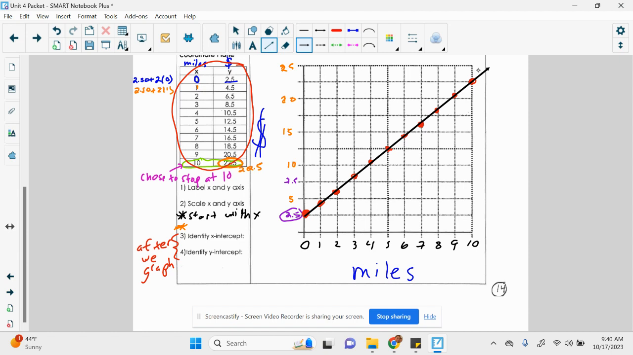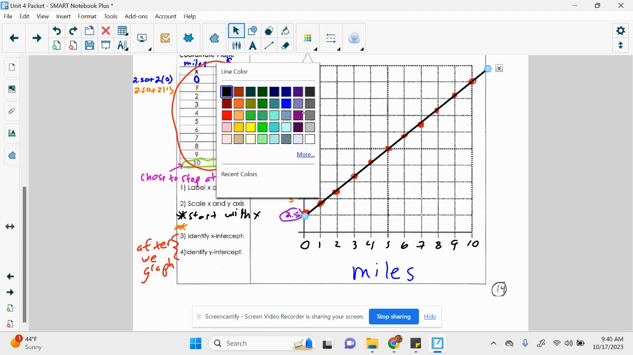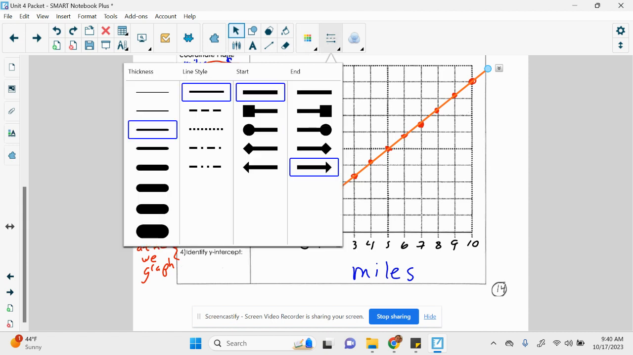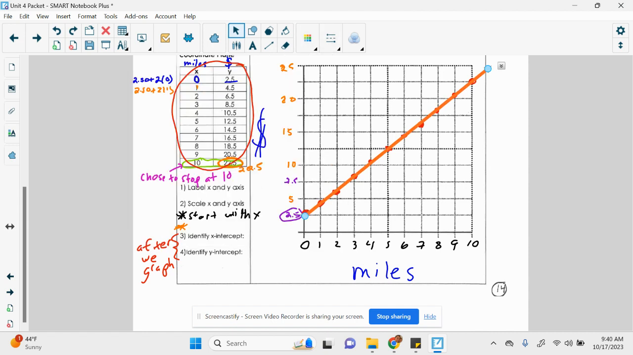All right. Now, for us to see it, I'm going to make it a different color just so we can really kind of see this sucker. What color should I choose? Not purple. We'll use orange. And I'm going to make it a little thicker. All right. So there we go. Ready? So we got our line right there.